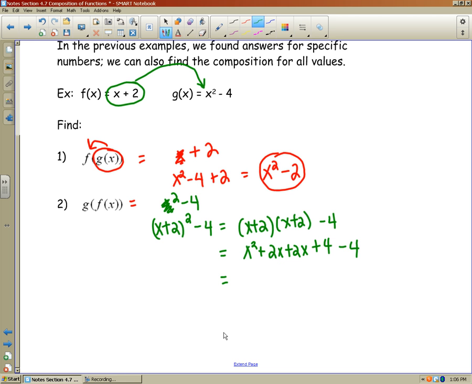And then our last step is simply putting like terms together. So notice the 4 and negative 4 cancel each other out. 2x and 2x can be combined. So we have x squared plus 4x, and that's it because these cancel each other out. Okay, so take this function, plug it into this one. Take this function, plug it into that one. Make the substitution and simplify.